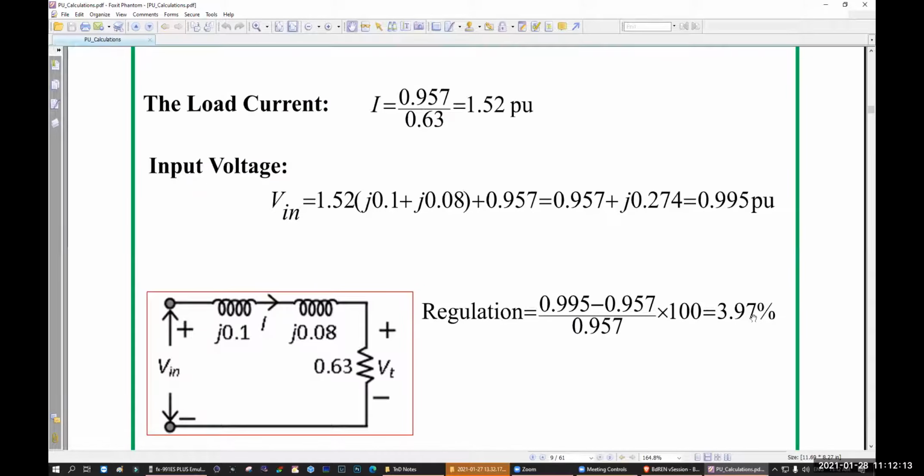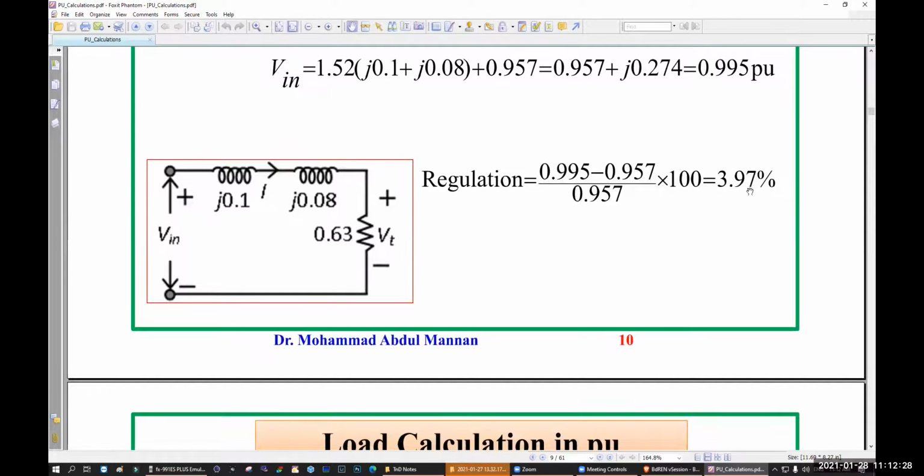So it is within the range, right? Plus minus 6% was the permissible. But here it is less than 6%, so it is good. No problem. So 3.97%.